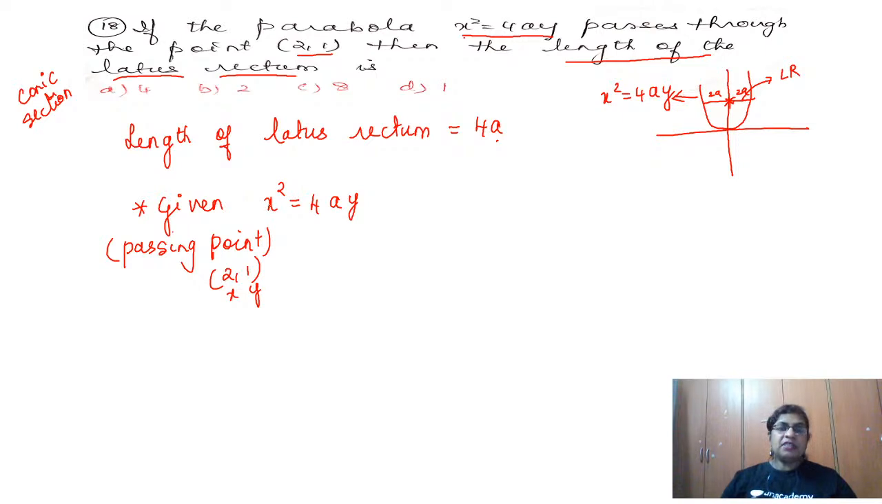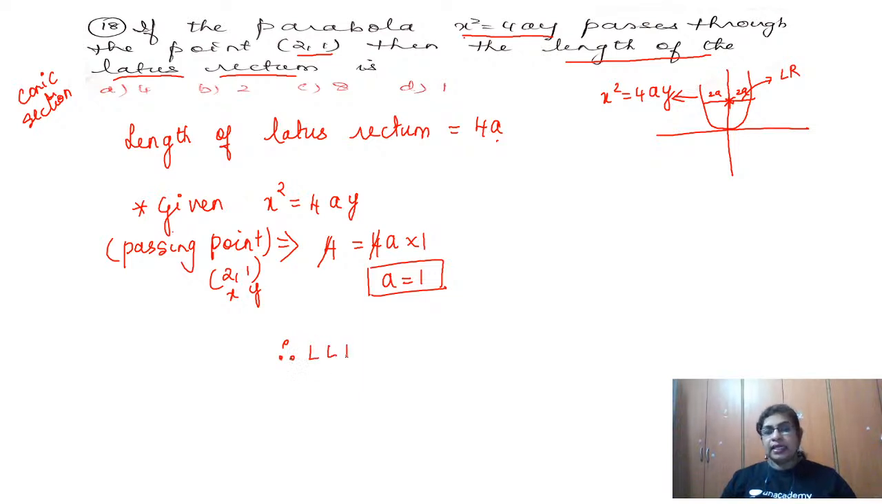So in place of x, if I substitute 2, what am I going to get? 2 square is equal to 4, is equal to 4 into a, which I am going to find out. Who is y? Y is equal to 1. Now here 4 and 4 from both sides I can cancel. So a is equal to 1. So you got the value of a. Therefore the length of the latus rectum is equal to 4 into a. The a value is 1, so therefore it is 4 units. So therefore we are getting this option as the right one.